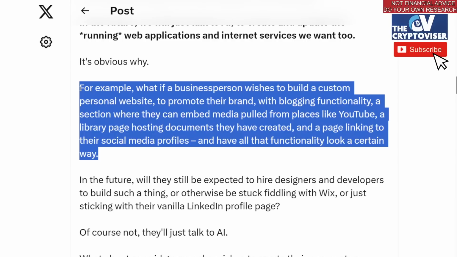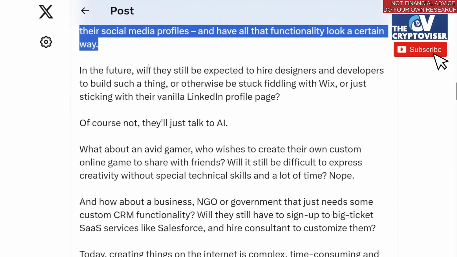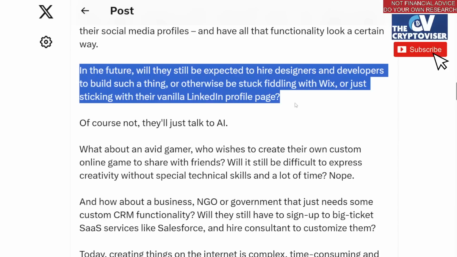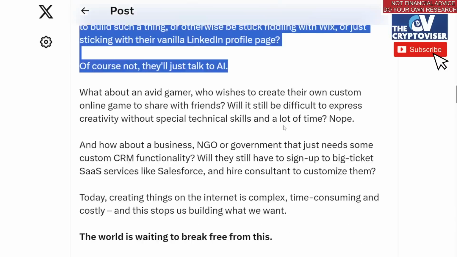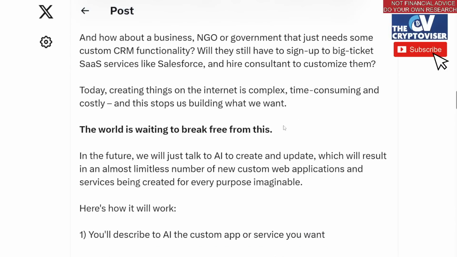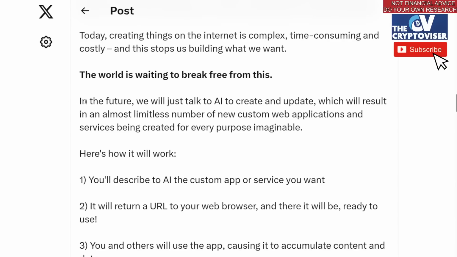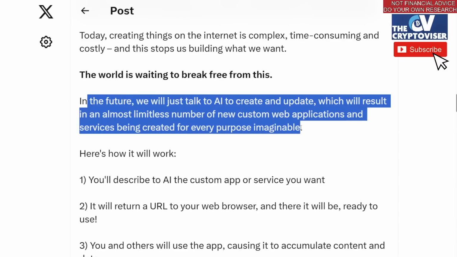All that functionality would look a certain way as well. In the future, will they still be expected to hire designers and developers to build it? No, all you'll have to do is talk to AI. And so this is what is coming to Internet Computer, guys. In the future, we will just talk to AI to create and update, which will result in an almost limitless number of new custom web applications and services being created for every purpose imaginable.